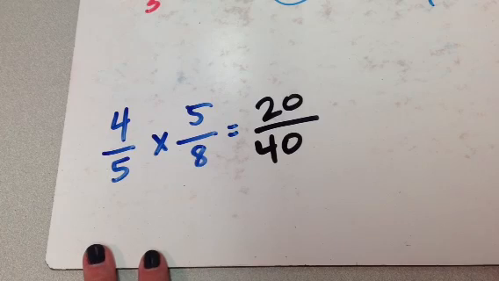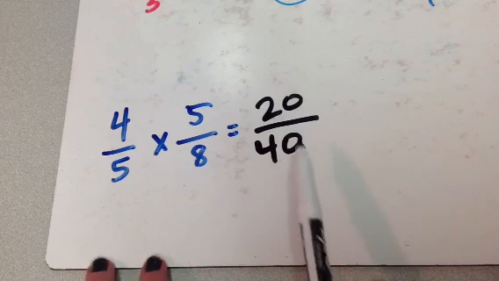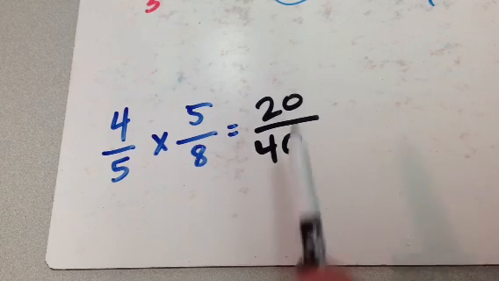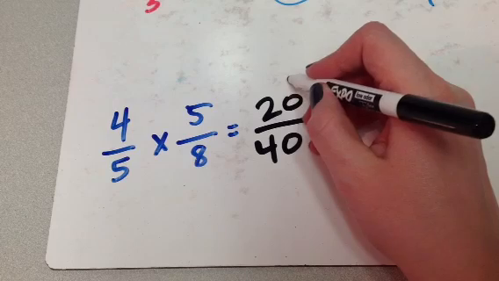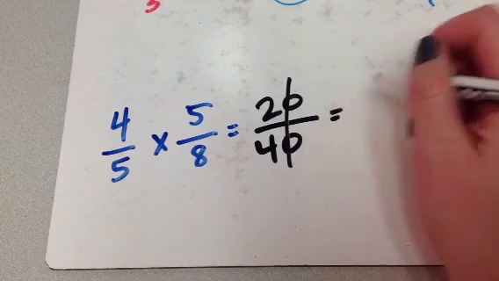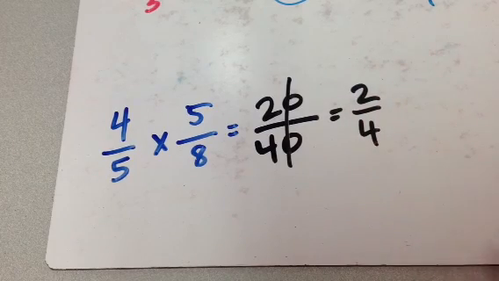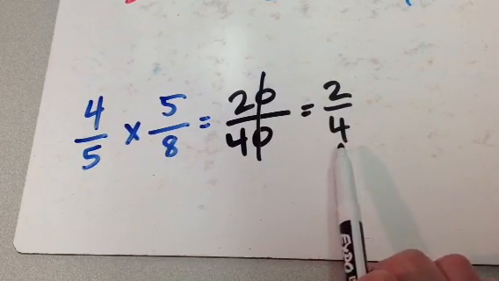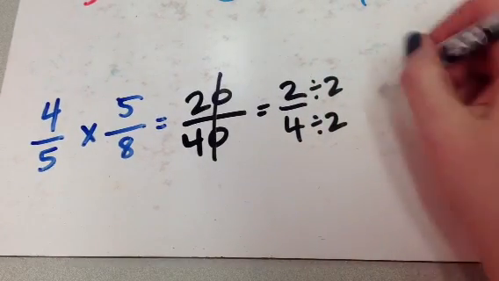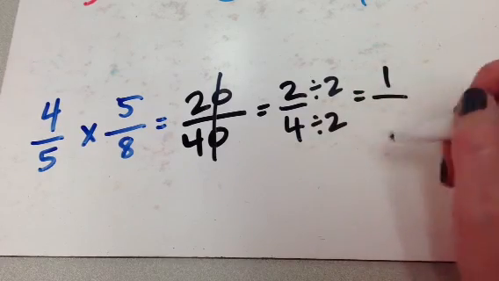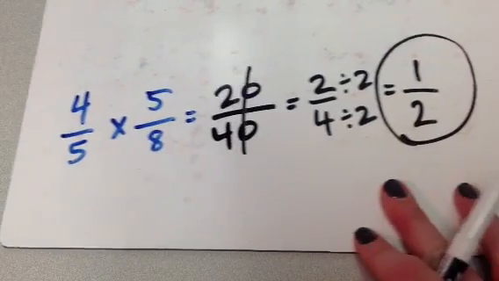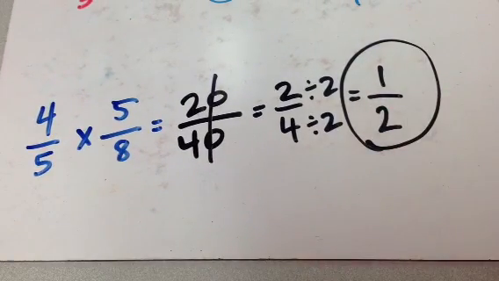Ta-da! This one, is it a proper fraction? I have to ask myself my two questions. Yes, smaller number on top. Is it reduced down as far as it can go? 20 over 40. No, it's not. For this one, I can use the 0 rule, where I just cross out the zeros. It's like I'm dividing by 10, and all that I'm left with then is 2/4. Is that reduced down as far as it can go? Nope. They're both even, so I can divide out 2. 2 divided by 2 is 1. 4 divided by 2 is 2. So I can see that 4/5 times 5/8 equals 1/2.